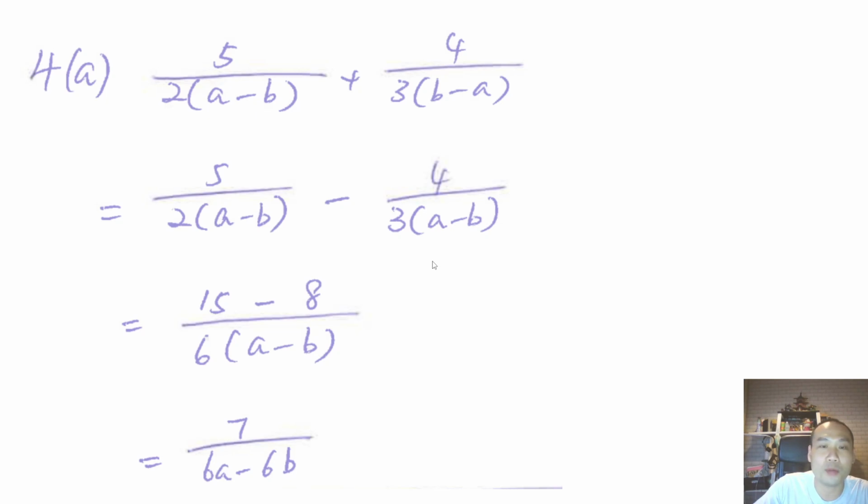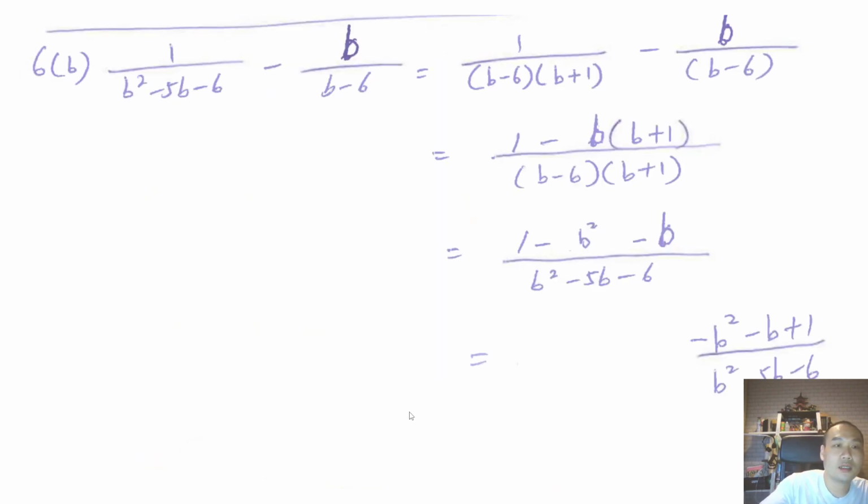is to have the common denominator, right? Since we already have the a minus b portion set, all we need to do is look at the coefficients 2 and 3, so we can make the coefficient 6, right? So we have 6 times the a minus b. To do that, the term on the left will be multiplied by 3 in the numerator and denominator. The term on the right will be multiplied by 2 in the numerator and denominator. So we have 15 minus 8 over 6 times a minus b. That gives us 7 over 6a minus 6b.